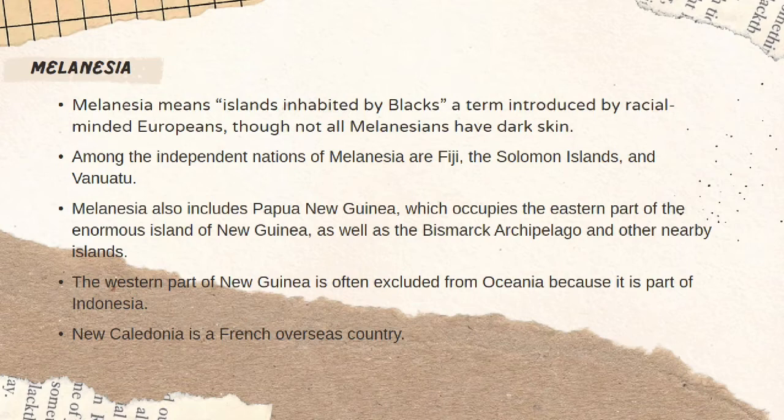Melanesia. Melanesia means islands inhabited by blacks, a term introduced by racial-minded Europeans. Not all Melanesians have dark skin. Among the independent nations of Melanesia are Fiji, the Solomon Islands, and Vanuatu. Melanesia also includes Papua New Guinea, which occupies the eastern part of the enormous island of New Guinea, as well as the Bismarck Archipelago and other nearby islands.